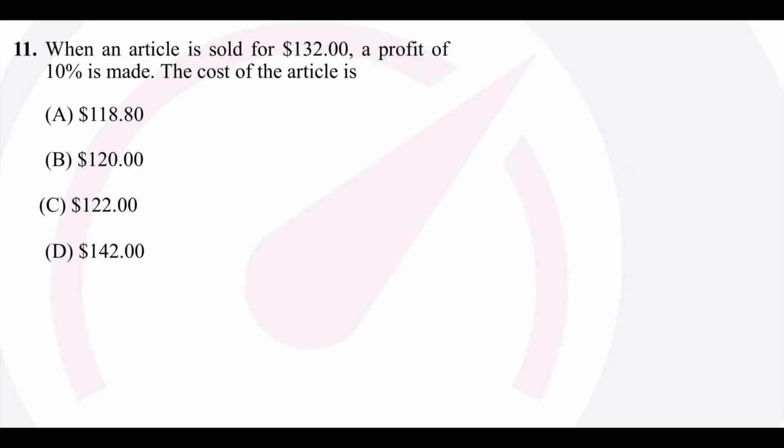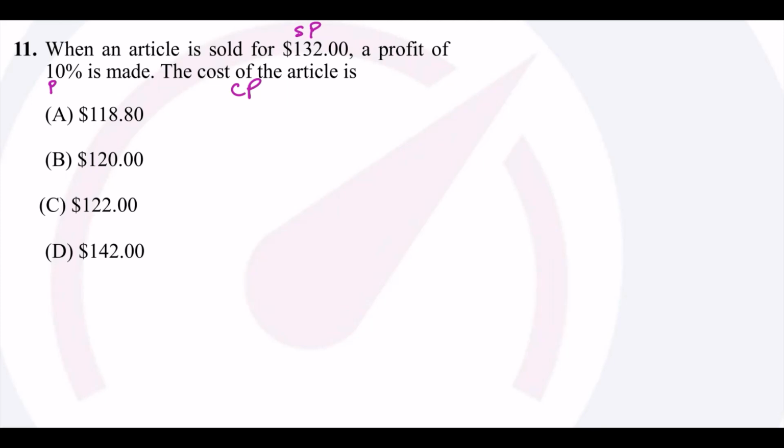When an article is sold for $132, a profit of 10% is made. The cost of the article is, so let us deduce what we have. We have our selling price, and the profit percent is made, and the question asks us to find the cost. So it wants us to find the cost price, right?